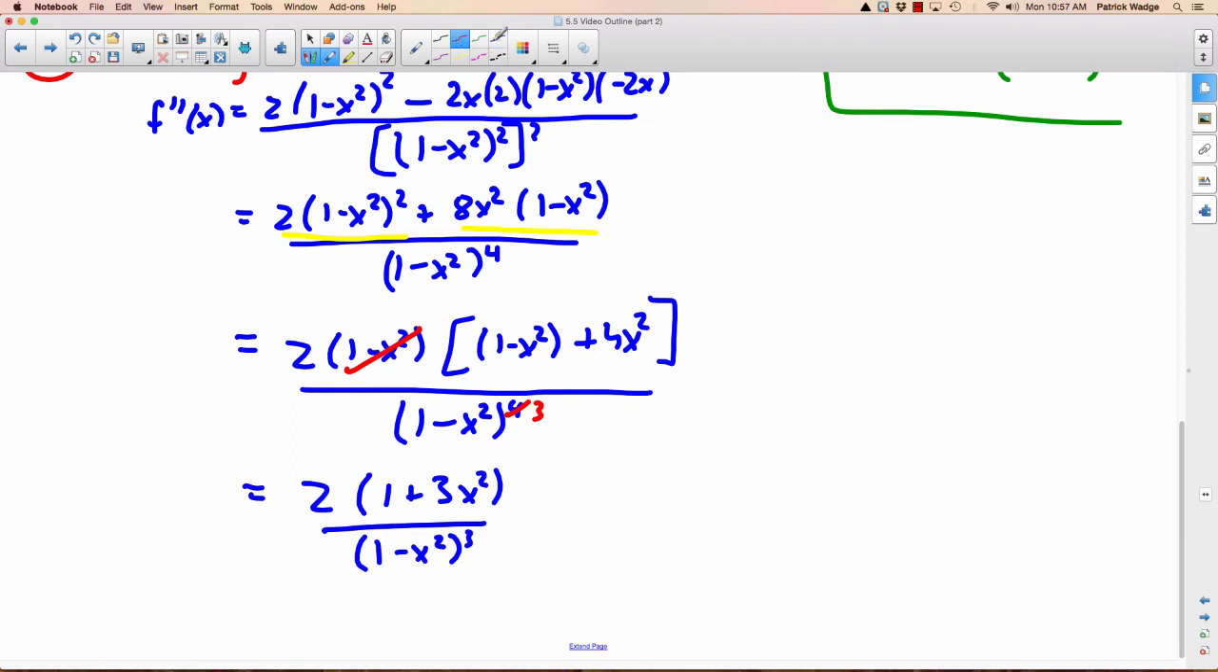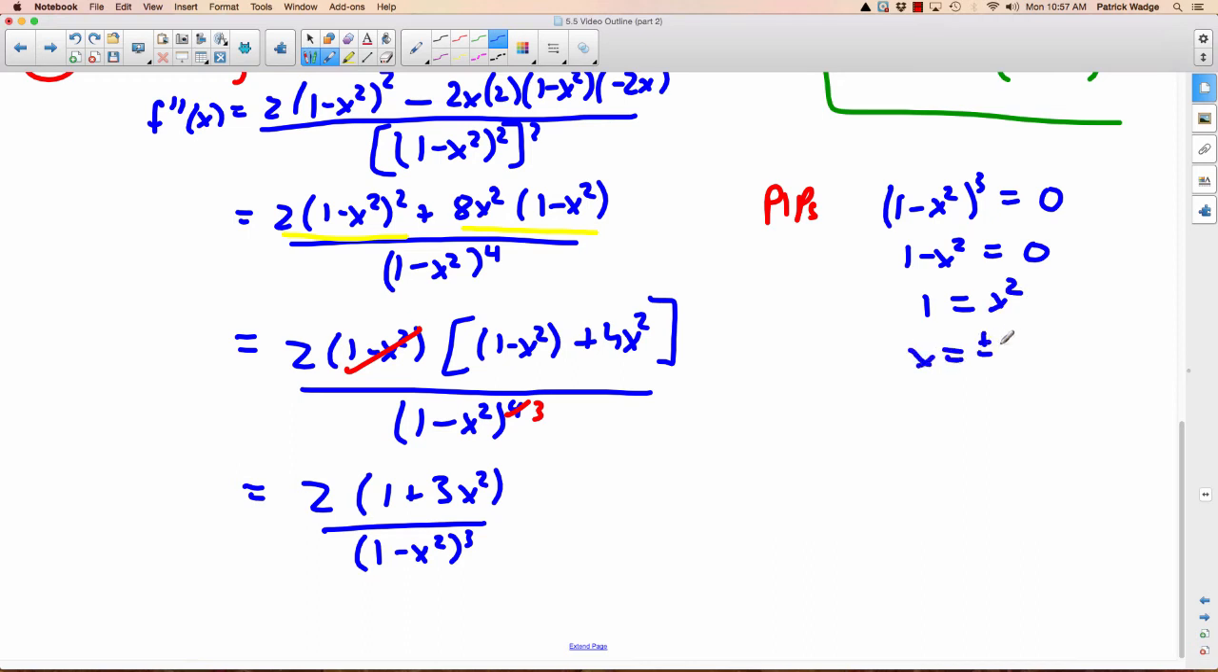So we have to get our PIPs now. We have to figure out what are the potential inflection points. And we're going to do that by doing the same thing we did before. We want to see, when does this not exist? Well, it would not exist when 1 minus x squared, cubed, equals 0. Okay, take the cube root of both sides, and you'll have 1 minus x squared equals 0. The cube root of 0 is 0. Move the negative x squared over. Hey, this looks familiar again. Take the square root of both sides. X equals plus or minus 1.